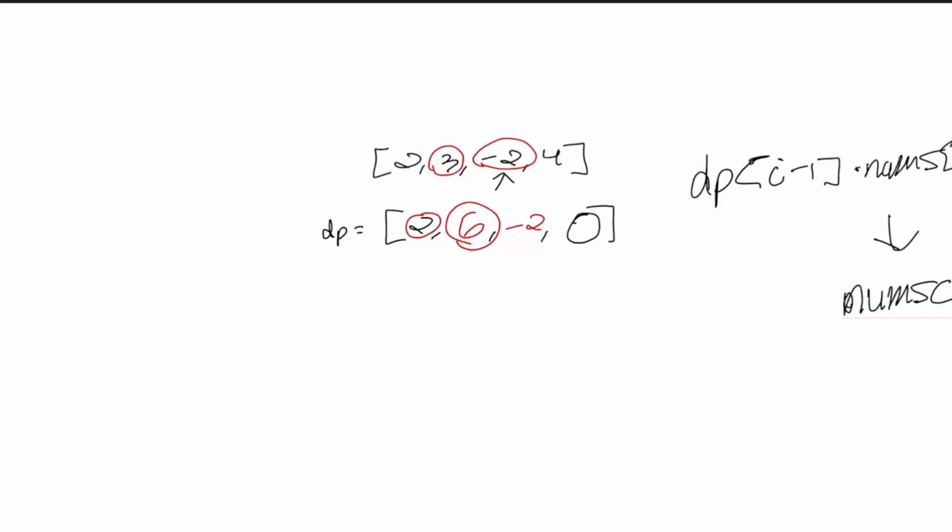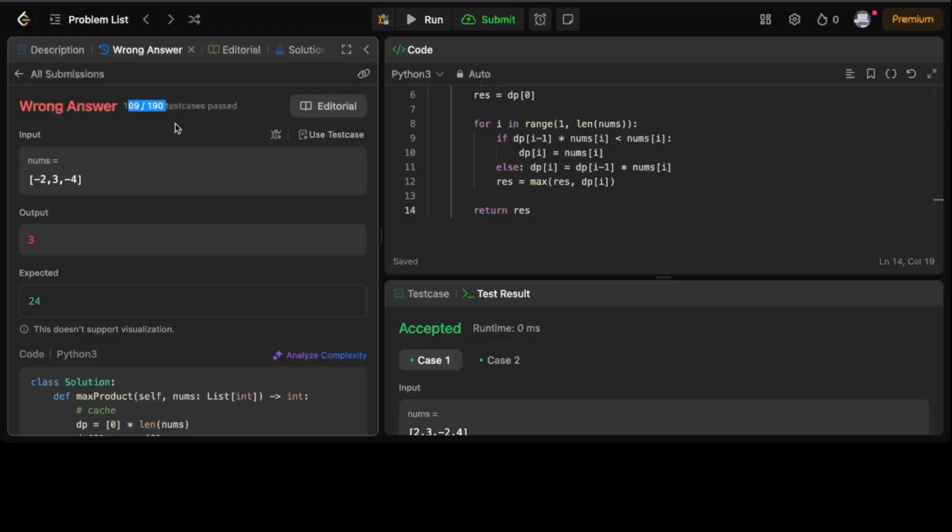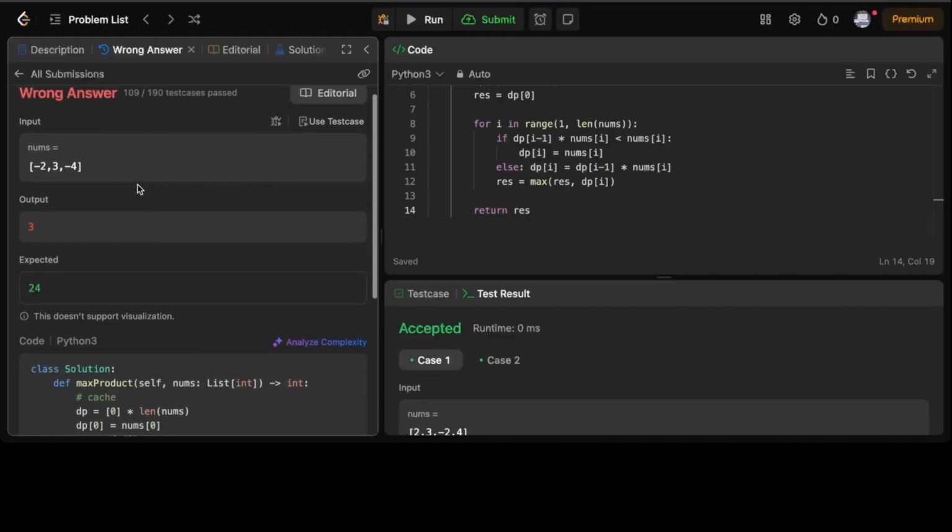So after we do this logic, and we update dp at I, we should then compare whatever the result variable is right now and our new, quote-unquote, biggest number that we have in cache. 80, I guess. 80 is kind of a lot, but 100 is a pretty good amount already. So that means we're somewhat close.